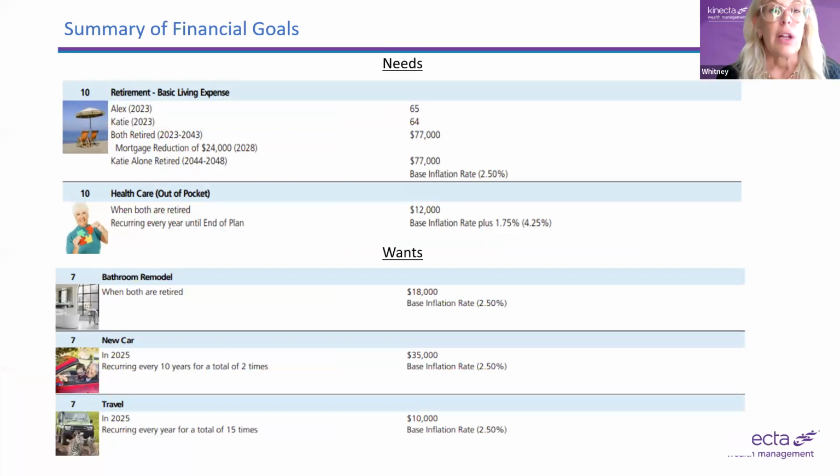So when we look to develop your financial plan, what is really important to us is to understand what are your needs, your wants, and your wishes. When we talk about needs, that's really looking at what are your basic living expenses. So for Alex and Katie, they spend about 77,000 a year in terms of their basic living expenses. And you'll notice here I've built in a base inflation rate of 2.5%.